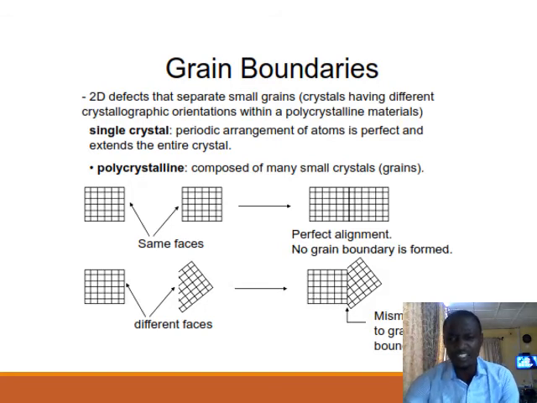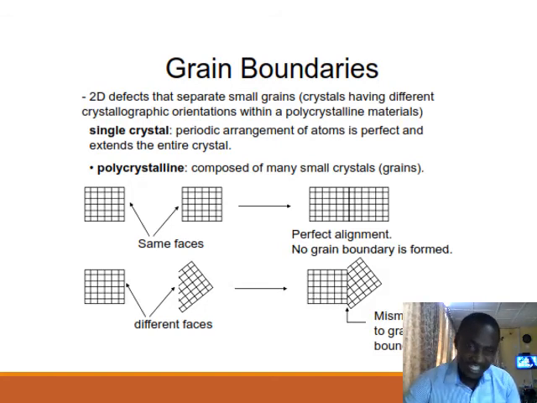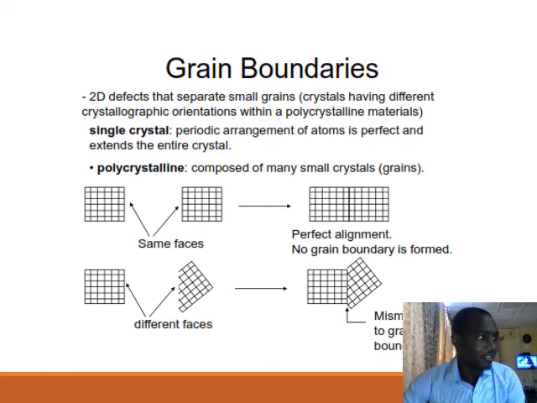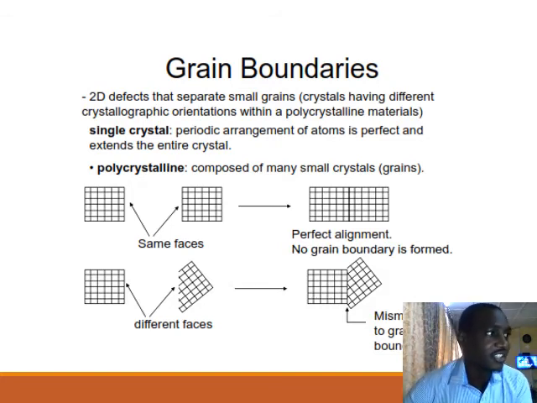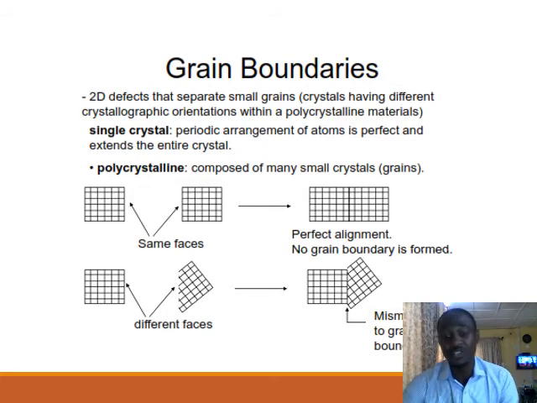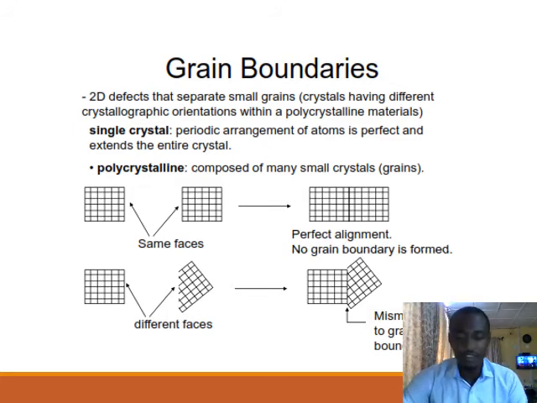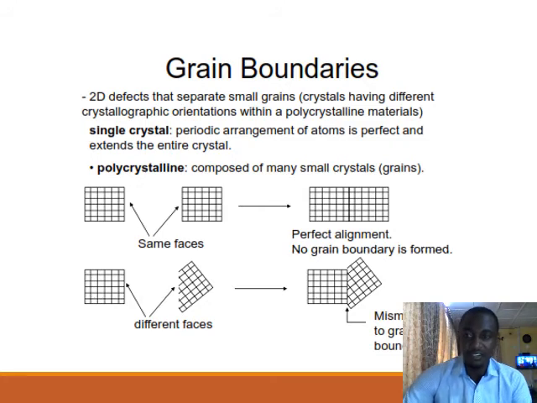So this is a typical example of the importance of grain boundaries once you want to understand the effect of this particular defect on the property of a crystalline material. So this boundary that is separating two grains or crystals that have different crystallographic orientation in a polycrystalline material is what we call a grain boundary. But if you are combining two grains together and their orientation is the same, you just form a perfectly aligned structure, and of course, you don't have any grain boundary.